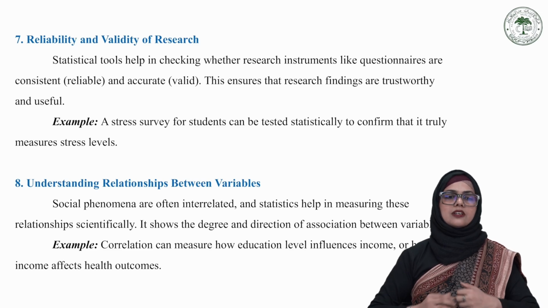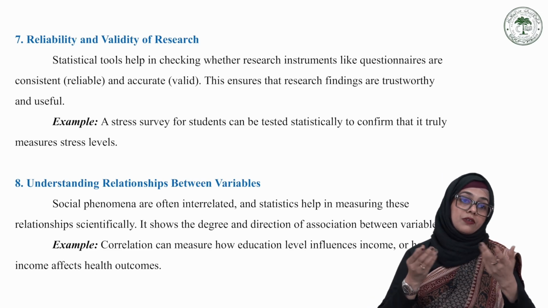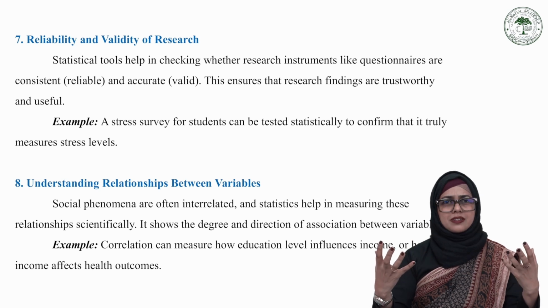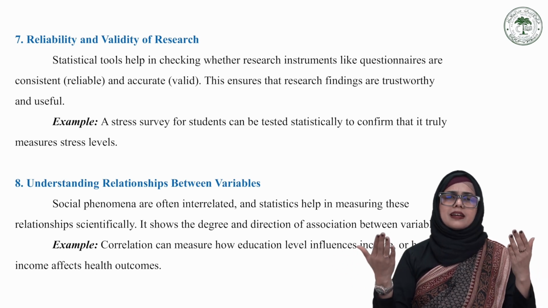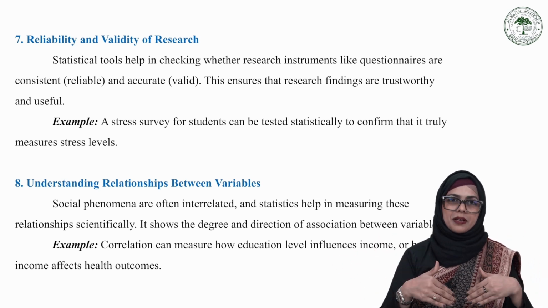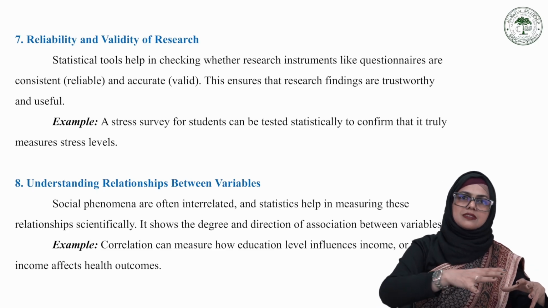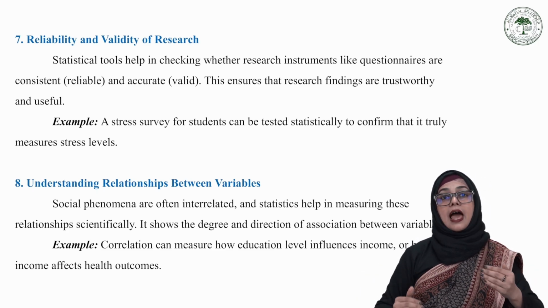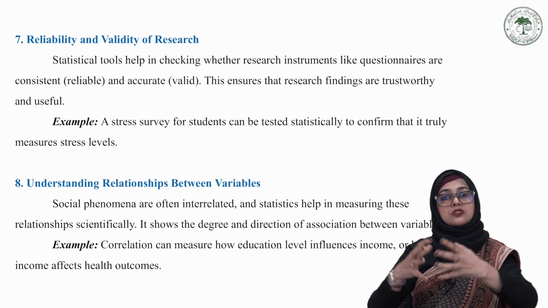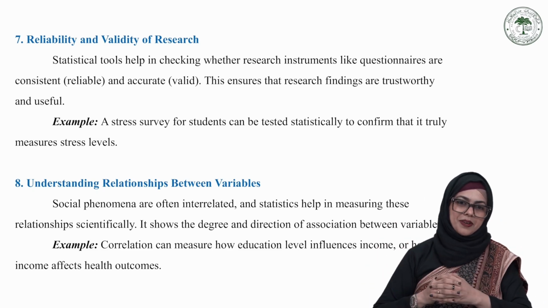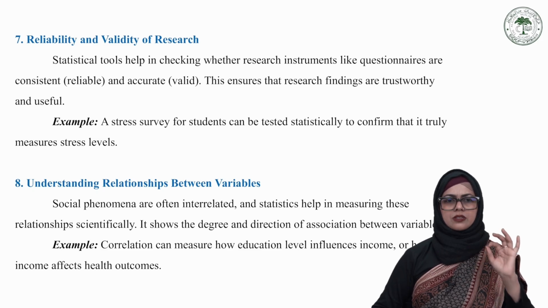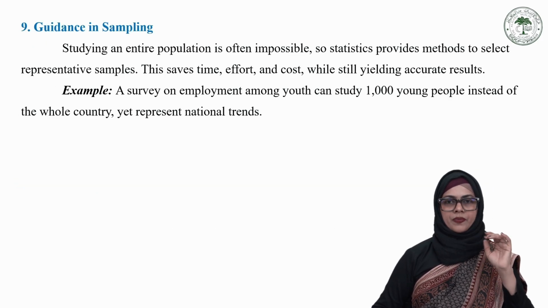Then understanding relationship between variables. This is another very important thing, because social phenomena are often so interrelated, especially in social science. Statistics helps in measuring these relationships scientifically, and it shows the degree and the direction in which the association between the variables is taking place. And of course, you can read the examples given along with it.